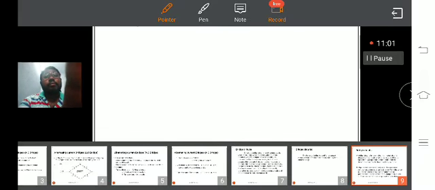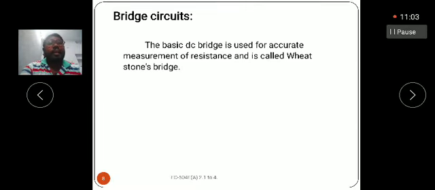Here is the basic bridge circuit. The basic DC bridge is used for accurate measurement of resistance and is called the Wheatstone bridge. Based on the classification of AC and DC bridges, we are having DC bridges like the Kelvin bridge and the Wheatstone bridge. The fundamental bridge for measuring resistance in DC bridges is the Wheatstone bridge.